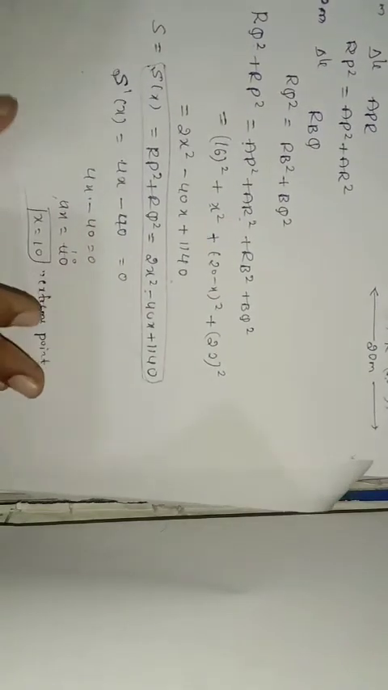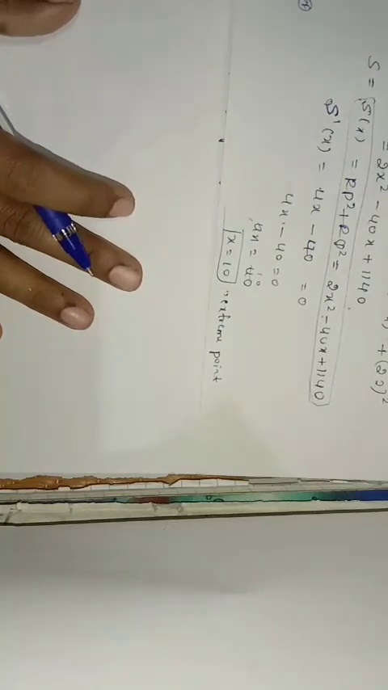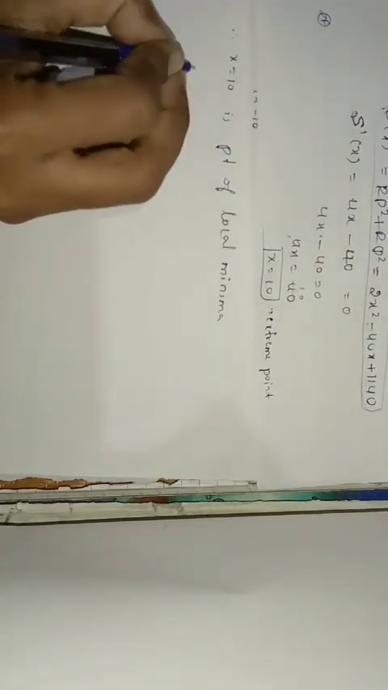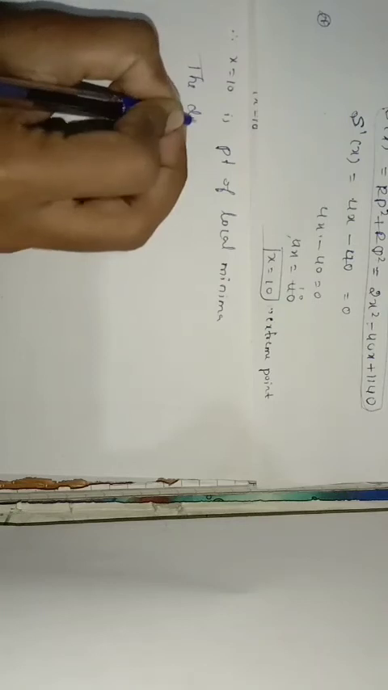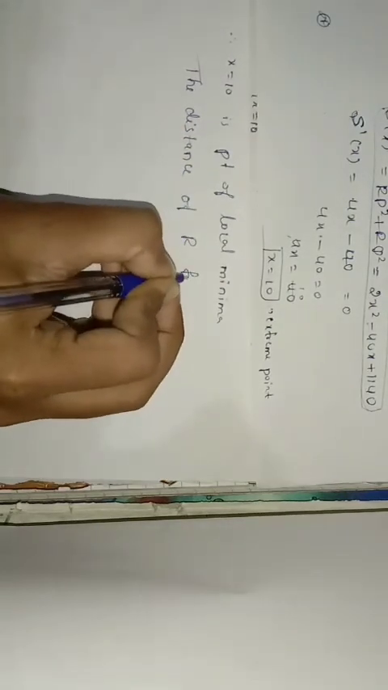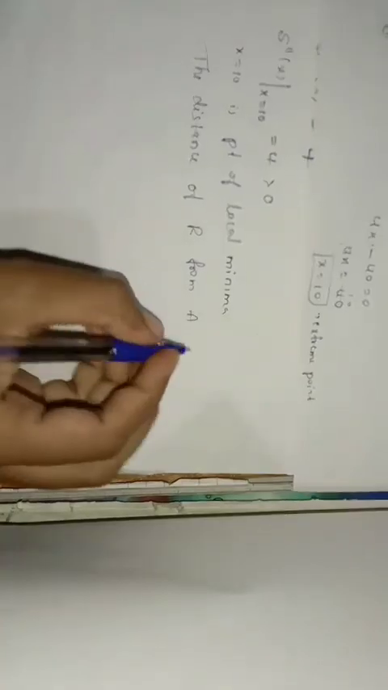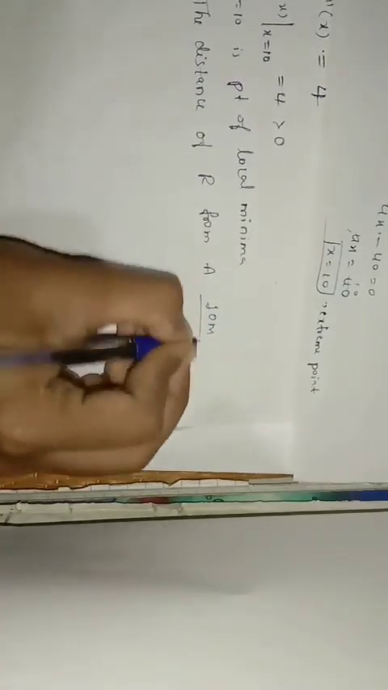Okay, so this is about this problem. So x equal to 10 is a point of local minima. So what happens here? Thus the distance of R from A, see, the distance of R from A is 10 meter. So this is how you have to conclude these types of problems.